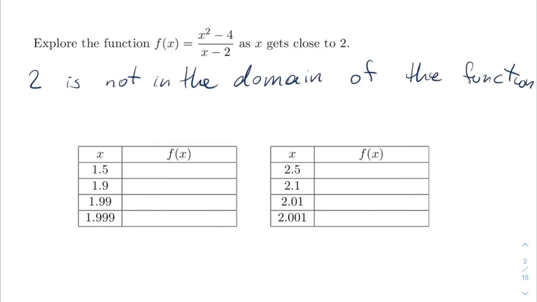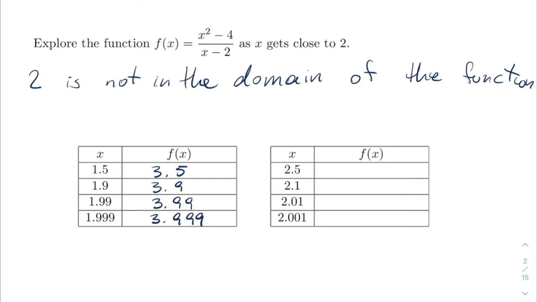Okay, so we need to explore this function not using x equals 2, but using values closer and closer to 2. So we can fill these tables that I have here. For example, when x is equal to 1.5, you can use a calculator or your computer to evaluate this. You will get that it's 3.5. And you can keep filling this table and you should get something like this.